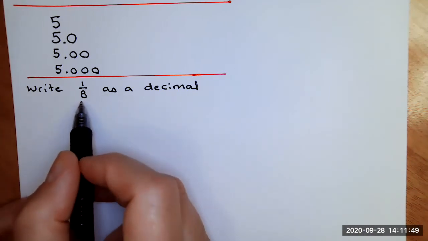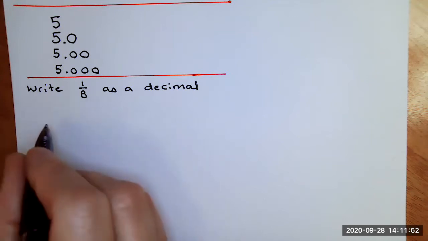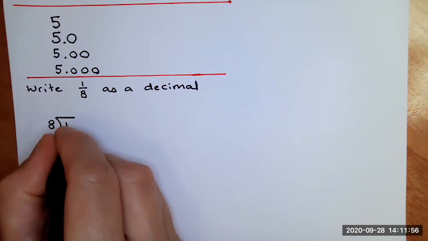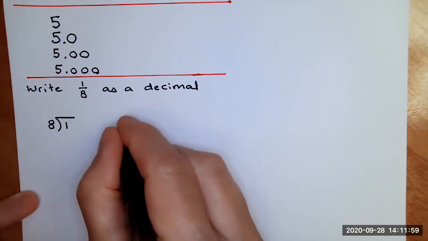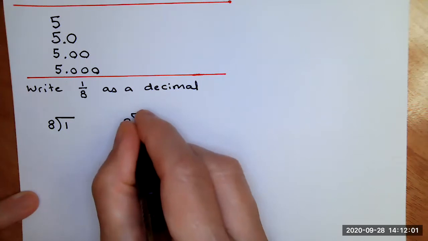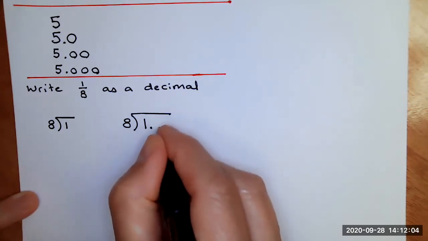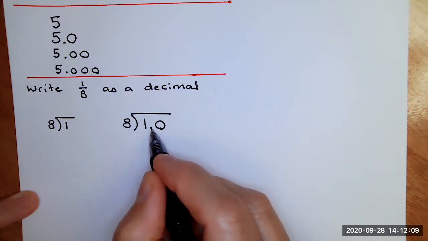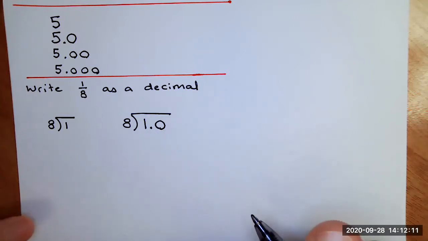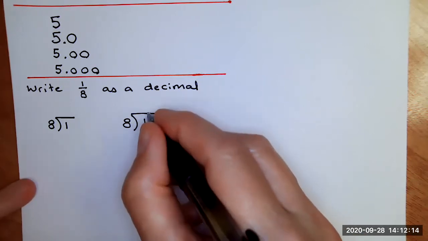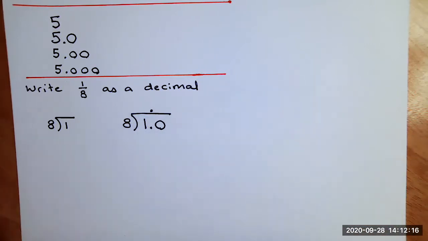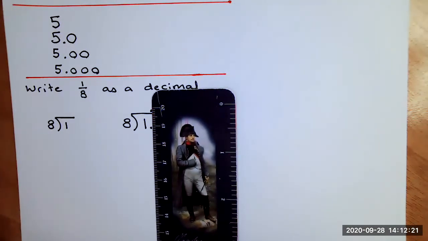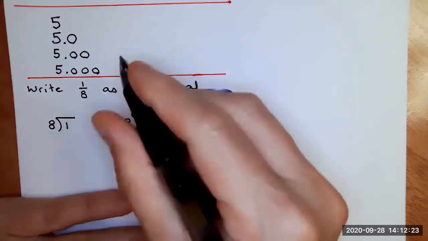So if we wanted to write 1/8 as a decimal, that's the same thing as 8 divided into 1. And that 1 can be written as 1.0 because it's a whole number, the decimal point's at the end, and you can add as many zeros as you want. Now we're going to move that decimal point up here, and then we're dividing. Does 8 go into 1? No, it goes in 0 times.